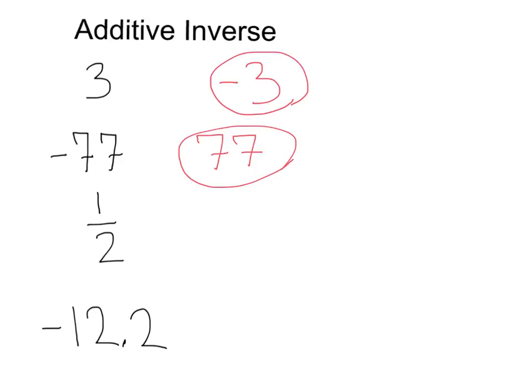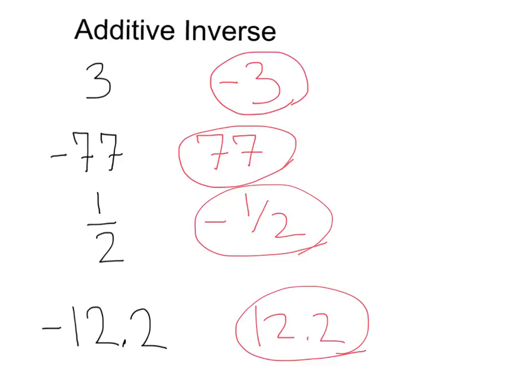Just because you have fractions or decimals, it's the same basic principle. 1/2 plus what is going to give me 0? Negative 1/2. Negative 12.2 plus what is going to give me 0? 12.2. So for your additive inverse, you're just taking basically the opposite of whatever number you are given, because you know that when you add the opposite, that will give you 0.